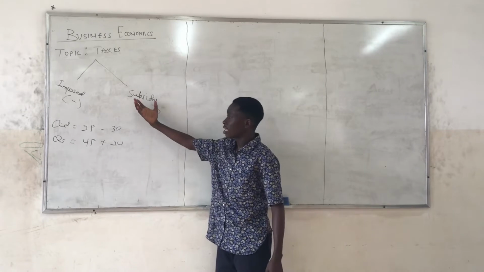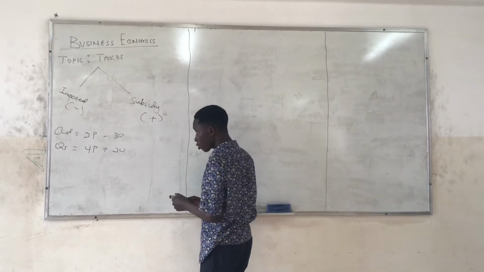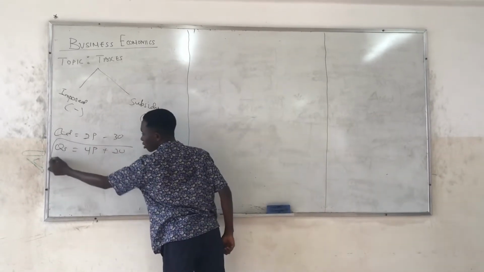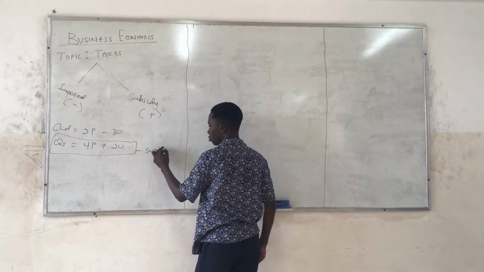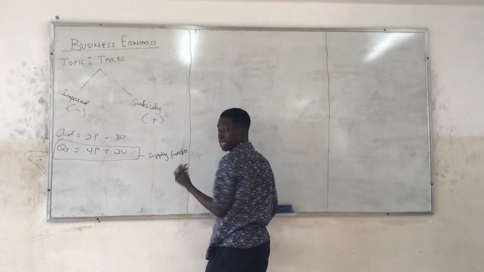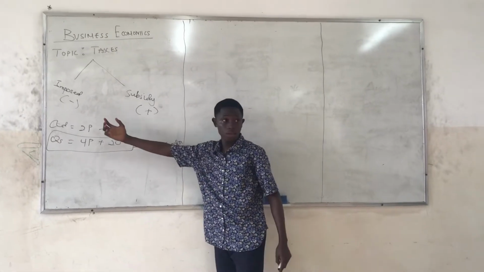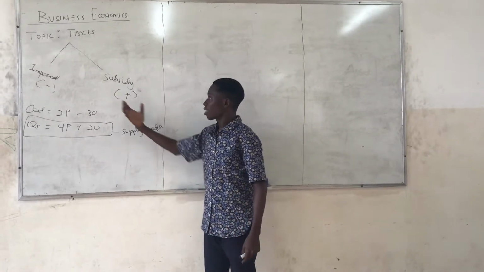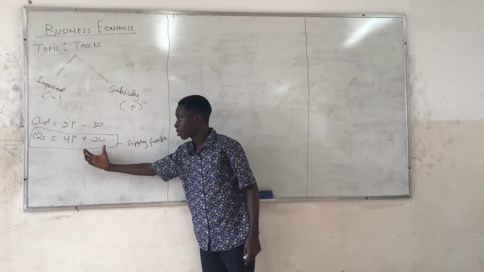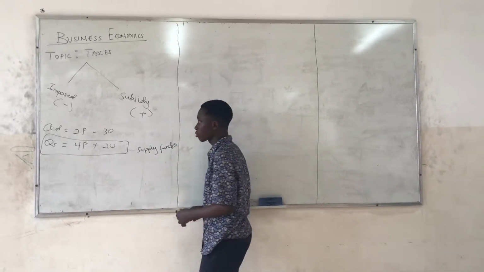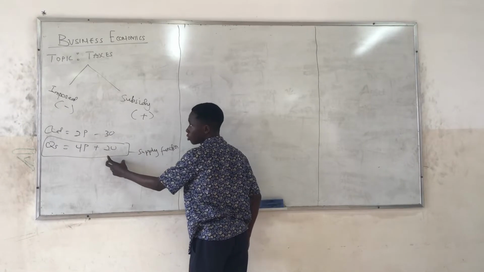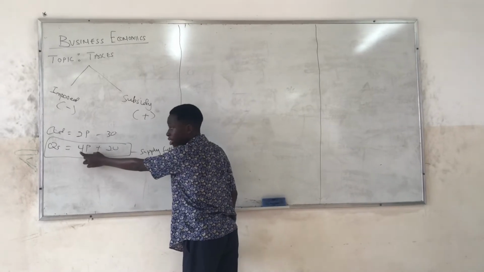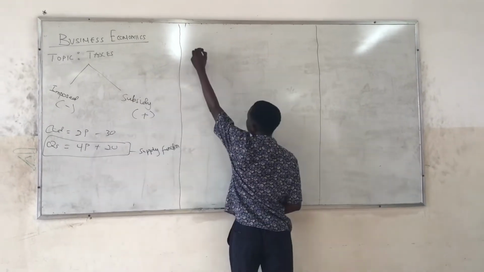So let's see how we are going to go about it if tax is imposed and subsidy is granted. Whenever there is an imposition of tax or subsidy is granted, it always affects only the supply function. Take note, it is affecting the supply function, the price side.